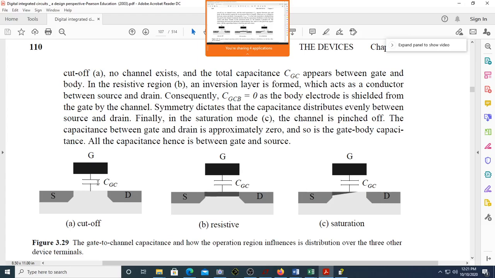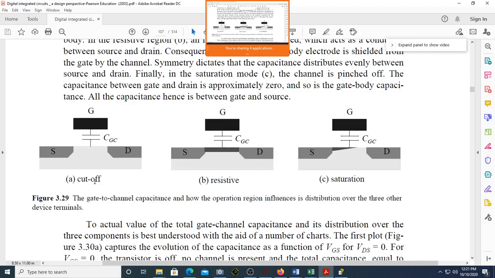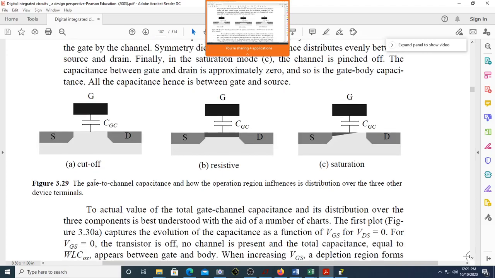Speak out. Just respond to me whether it is yes or no. Say something. Hello. Yes, sir. Can we see there is a capacitance between gate and channel, whether it is in cutoff region, resistive region, or saturation region? Is it there? It is there, sir.